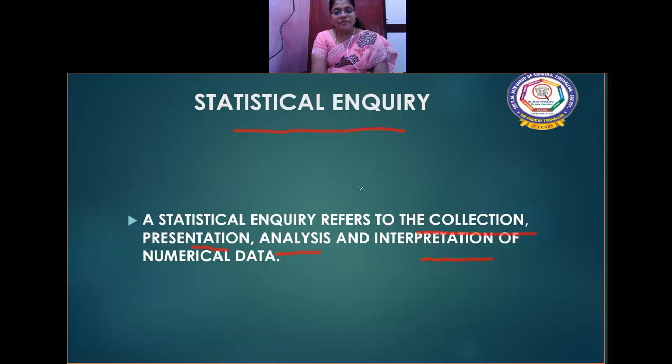Present means we are going to tabulate it, how we are going to present it. The next step is analyzing, so we are going to study the collected data in depth. And interpret means we are going to explain it, how we are going to expose it.